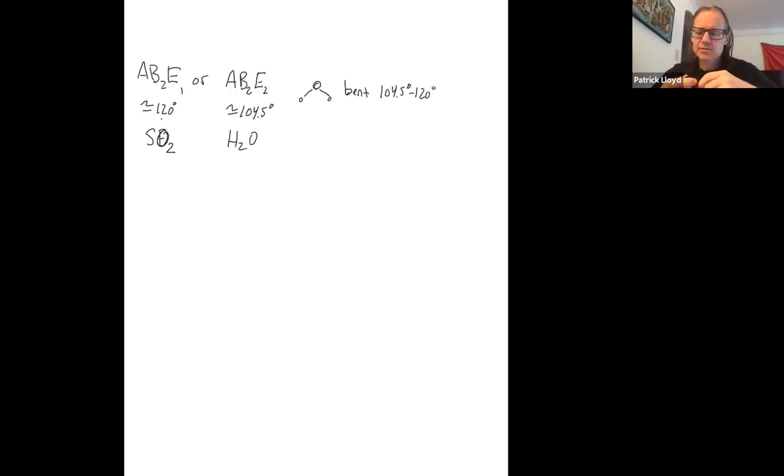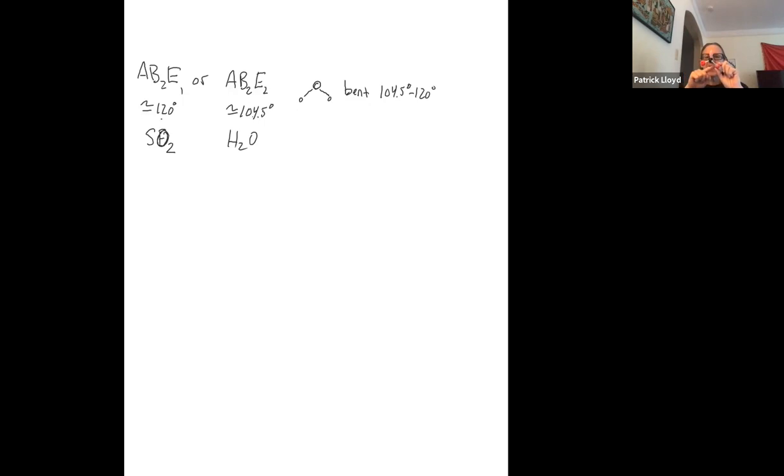SO2. So there's the sulfur, the black one is the sulfur, and 2 oxygens. So SO2, but it has a lone pair. So SO2, AB2E1, right? E1 meaning it has 1 lone pair. Look at what that lone pair is doing, it's pushing these atoms down, closer to each other. They would be linear, a straight line, except the lone pair pushes them away.